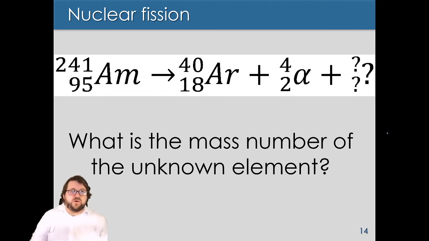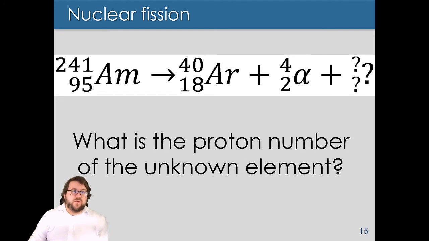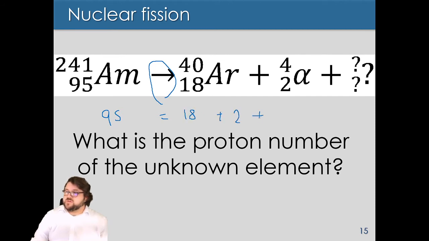So I'm going to let you pause and think about that for a second. Okay, so hopefully you've now written down the mass number up at the top. Let's figure out the proton number of that unknown element now. So again, you're doing the same thing, you're just balancing the equation each side of this arrow, which we're kind of imagining is an equal sign almost. So we've got 95 equals 18 plus 2 plus what?